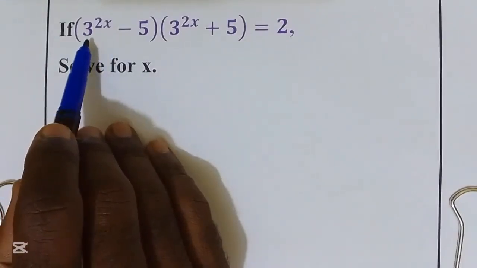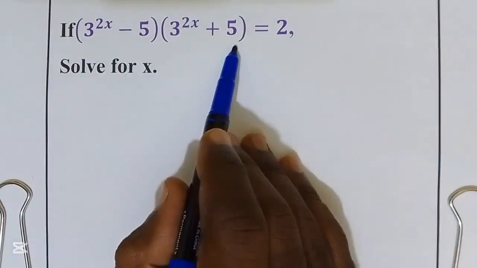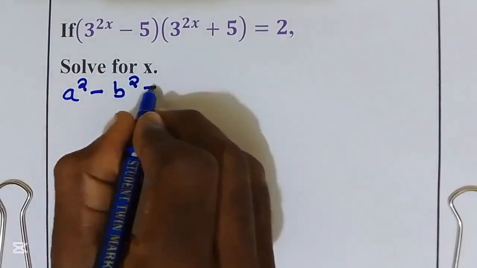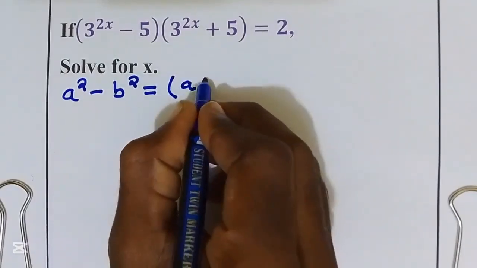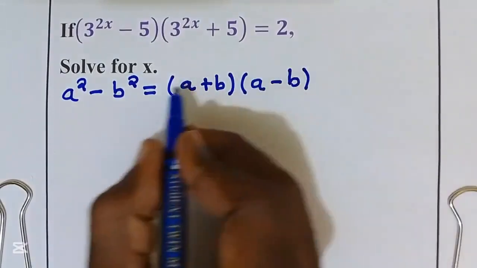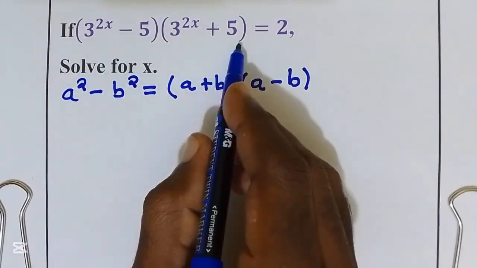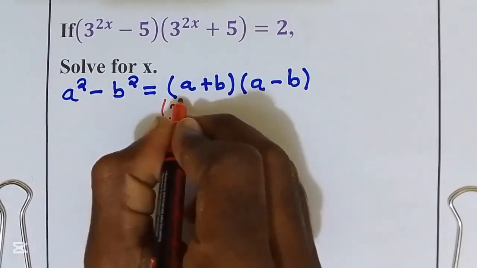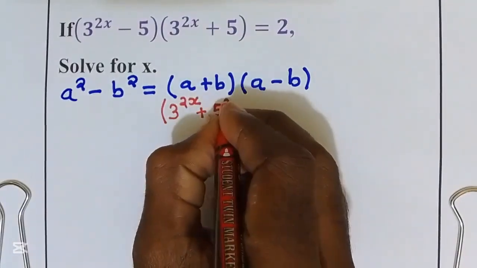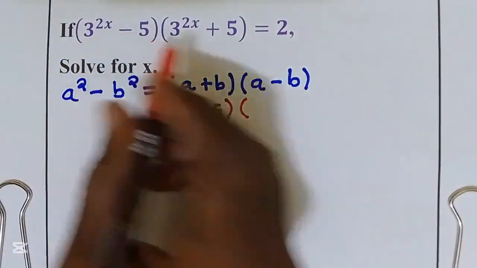When we observe our question properly, we can see it is in the form of difference of two squares, which says a square minus b square is equal to (a + b)(a - b). Let us compare this difference of two squares with our left hand side. Here is 3 power 2x, I'll compare with the plus sign, plus 5 in the bracket, and its corresponding negative, which is 3 power 2x minus 5.